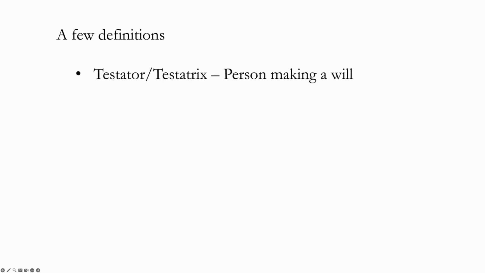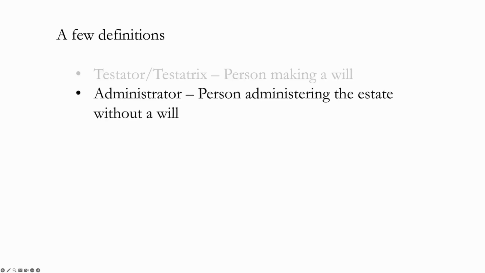And there's some older terms. This is called a testator and a testatrix. The male designation is testator. The female designation is testatrix. That's the person making the will. So he's a testator, there's a will, and that's the person.